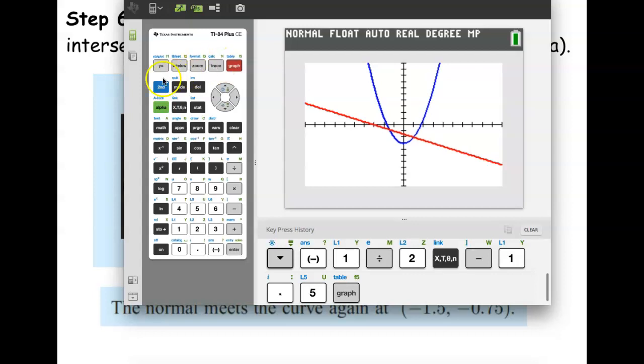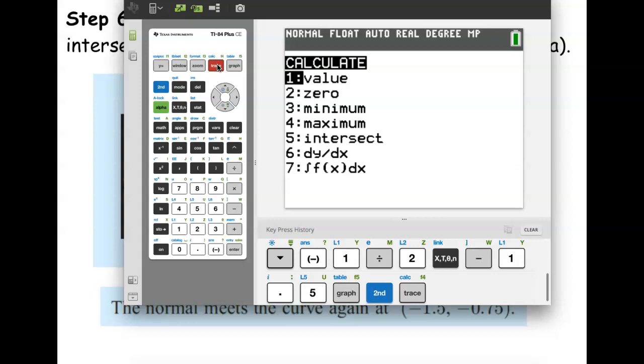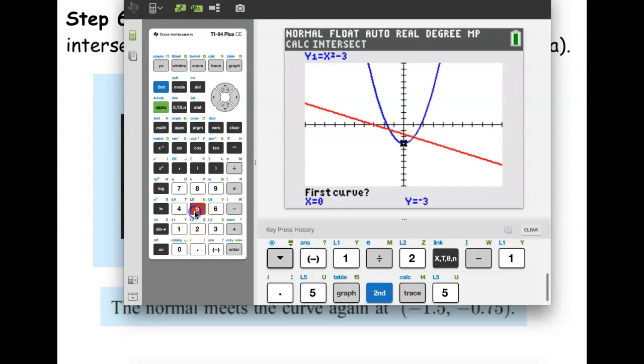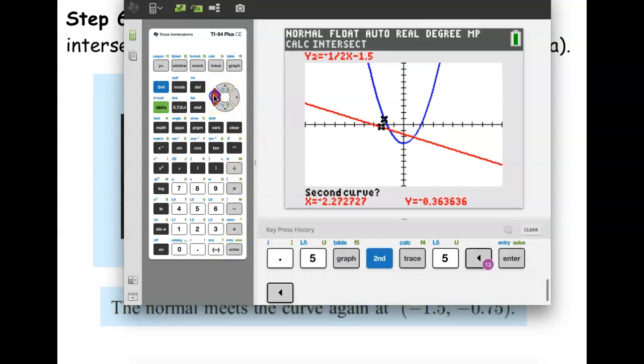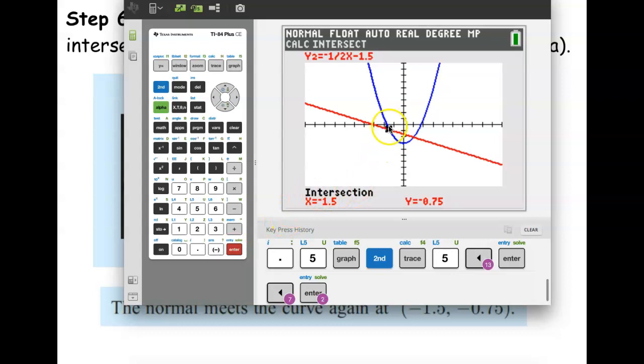To find the point of intersection, you want to push your second button. Then this trace, which is calc, and you're going to find that point of intersection, number 5, right here. So type 5. And it's going to ask you for the first curve. So I'm going to go above that intersection. See it there blinking in the blue, and then enter. And then it's going to ask you for the second curve. You want to make sure you're in the red one. Enter. And then enter one more time. And what it's going to do is bring you to that point of intersection, and this is the ordered pair here.